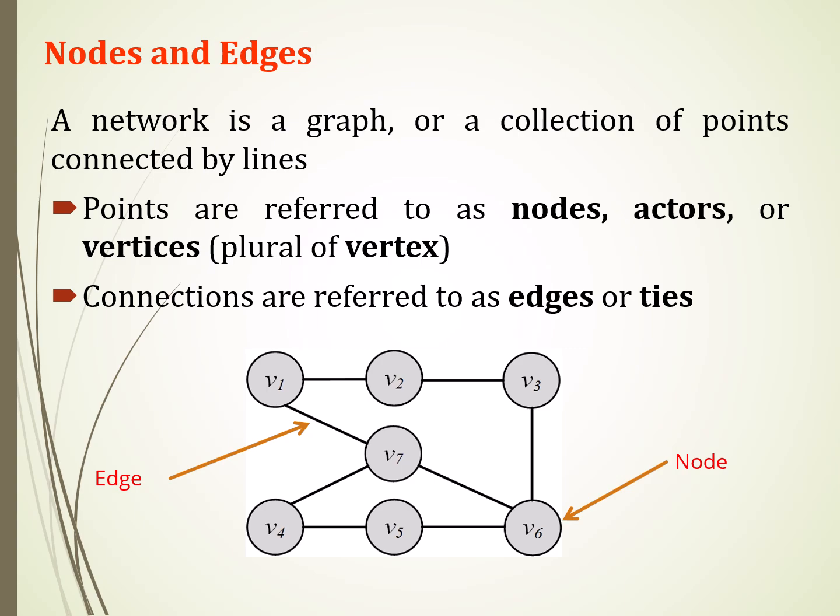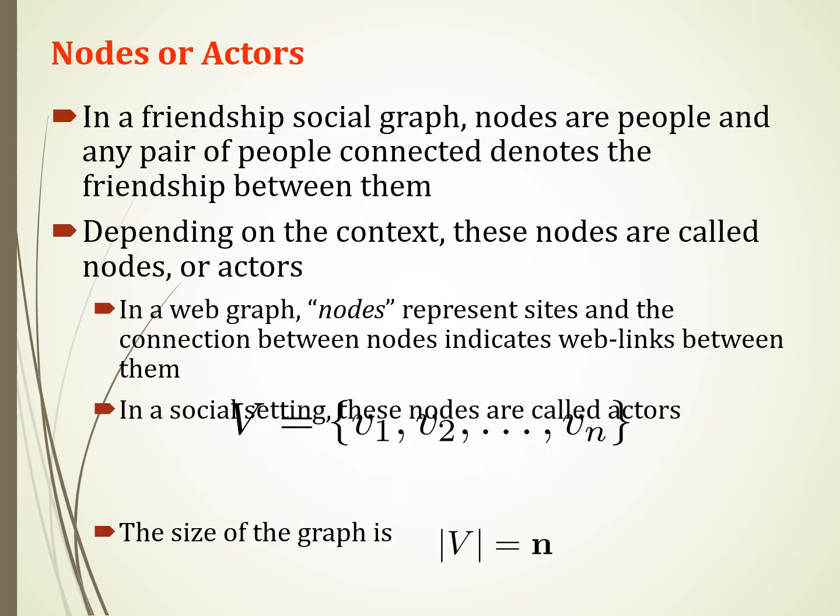So, nodes and edges. A node represents an object. Examples: a Facebook user, a LinkedIn professional, a city in a road network, and an airport in an airport network. Edges represent relationships between these nodes. Examples: friendship, road, flight, communication. The circle represents the node or vertex, and the line represents the edge.